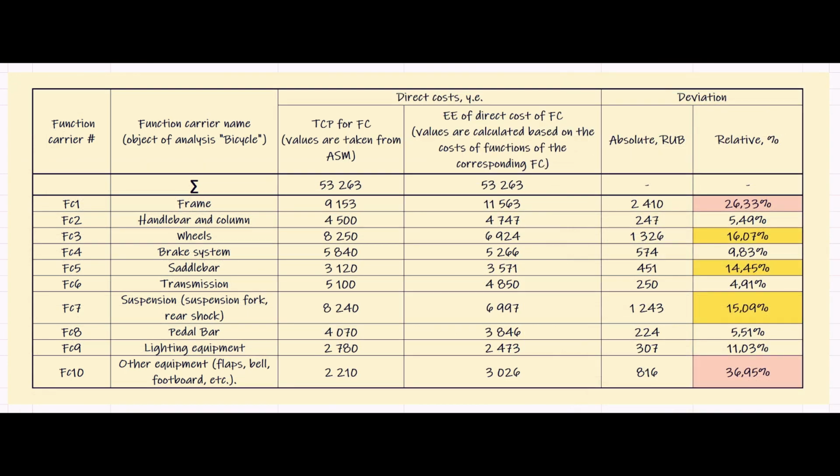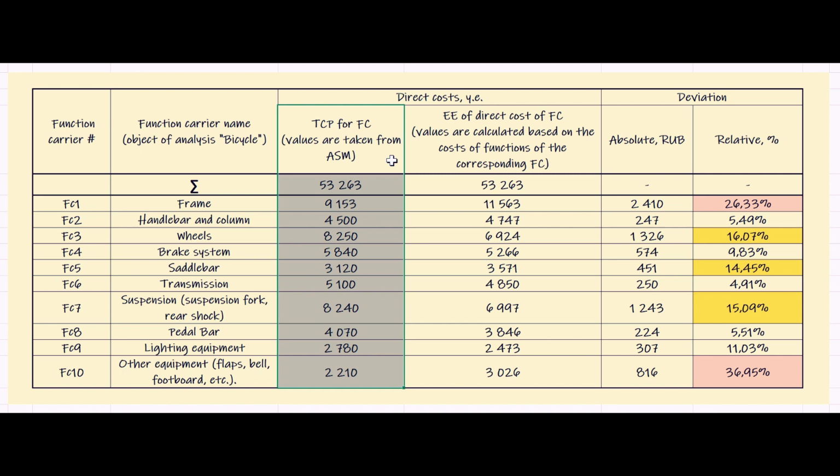These circumstances suggest a comparison of the values of direct costs for functions for the object of analysis, bicycle and front wheel. In the column expert evaluation of direct cost for function of the abstract functional model, calculated in accordance with the average value of m rubles, and the column technical commercial proposal, or TCP, for the functional carrier of the abstract structural model, in which the actual prices for purchased products from the technical commercial proposal are indicated.